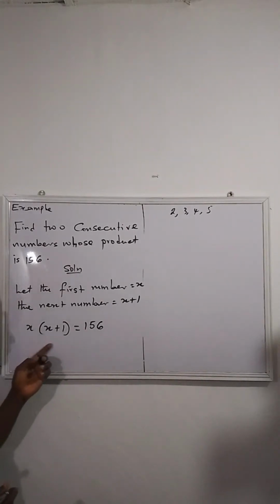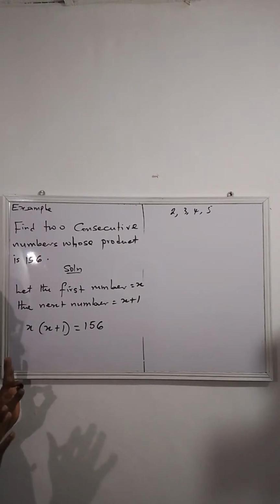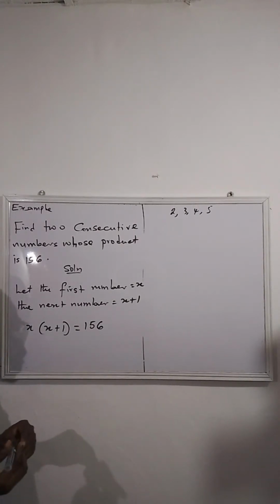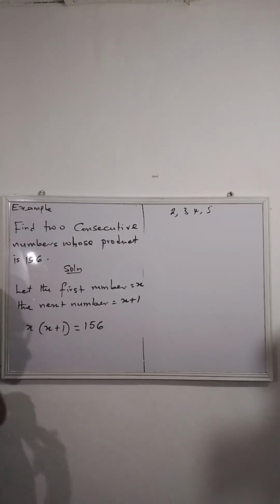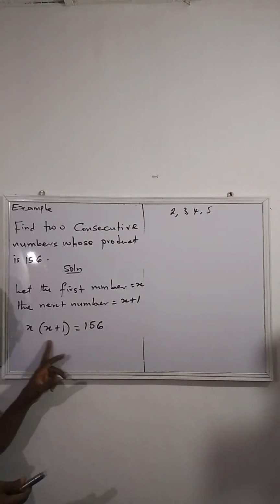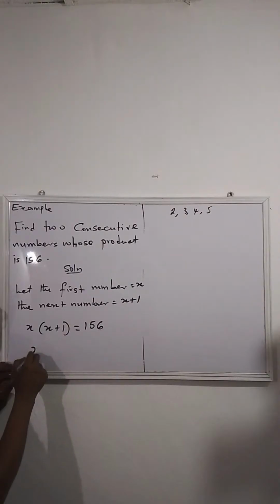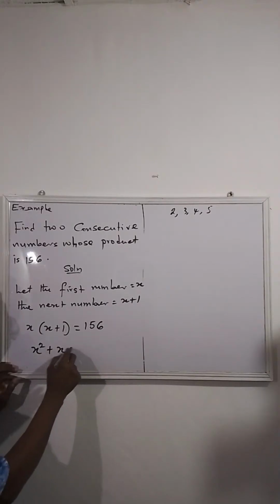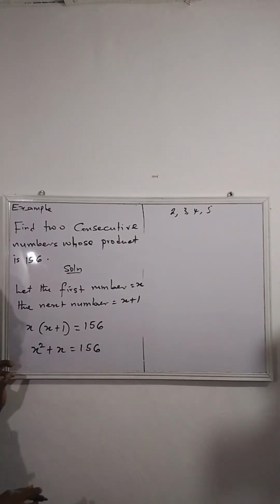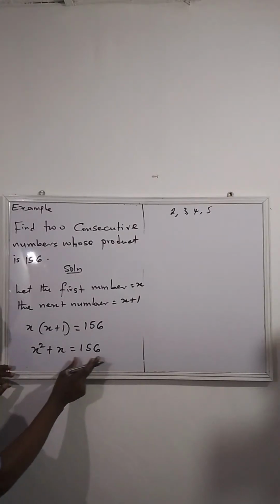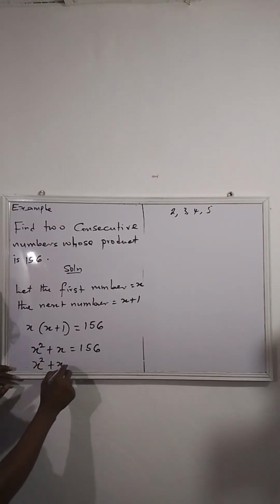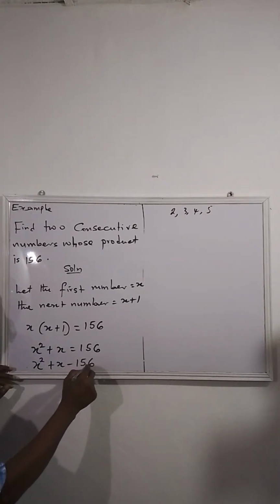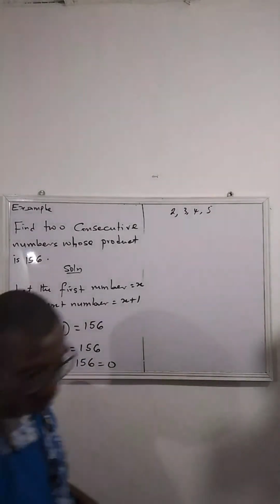Now you can expand. I want everybody to understand my explanation, because after this I'm going to give you something similar, and I want to see the first person that is going to get the correct answer. So let us open the bracket. We have x squared, since x times x is x squared. x times 1 is plus x, equals 156. Do you get that? So now let us transpose 156. You have x squared plus x minus 156 equals 0. Okay, we are now there.